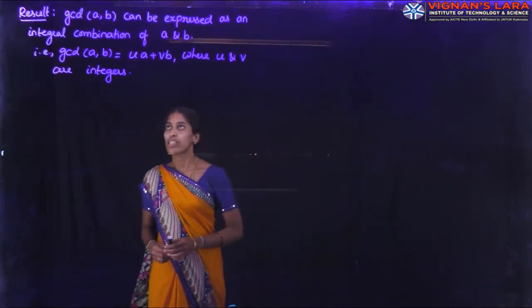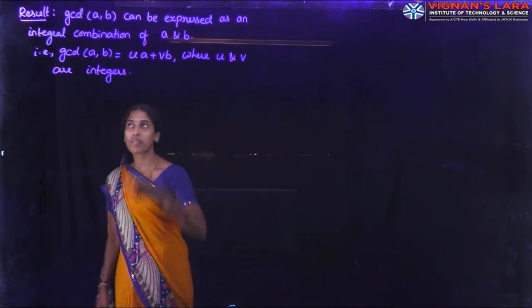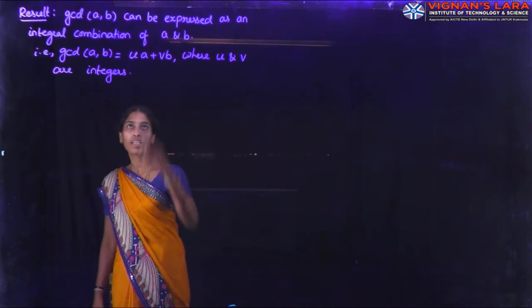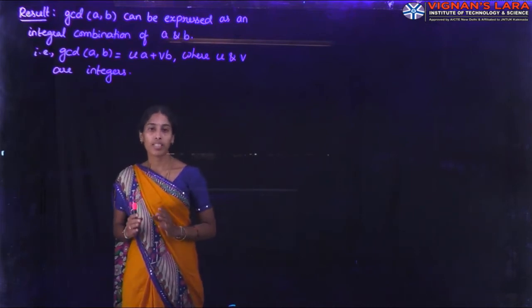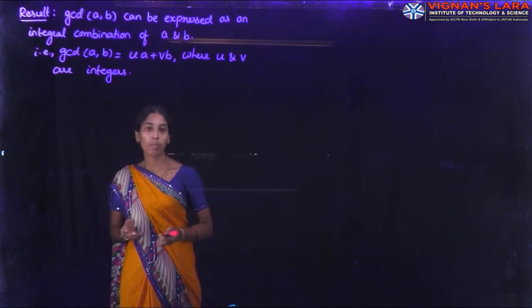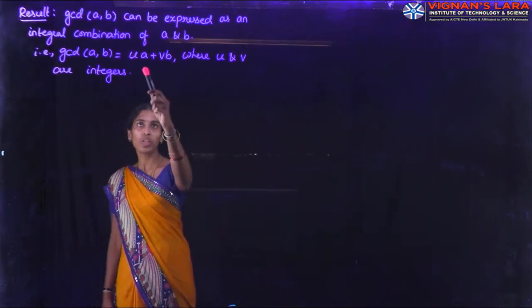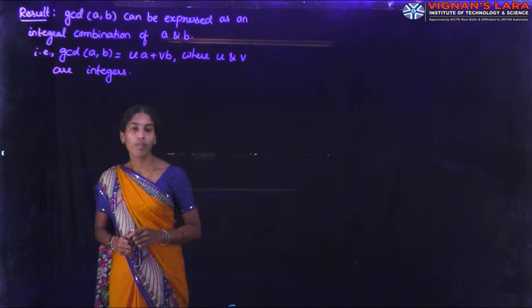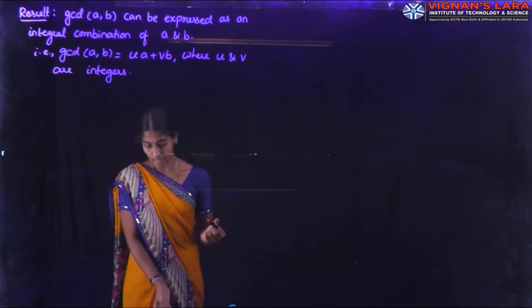Right, next result: GCD of A comma B can be expressed as an integral combination of A and B. That is, GCD of A comma B is equal to, we can express the GCD value as a linear combination of A and B, UA plus VB, where U and V are integers, right? Where U and V are integers. Next problem.